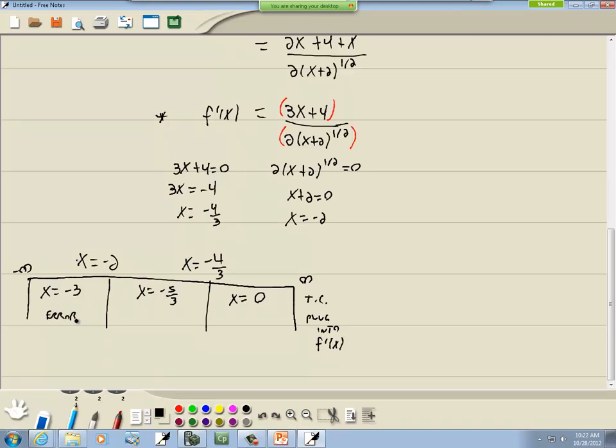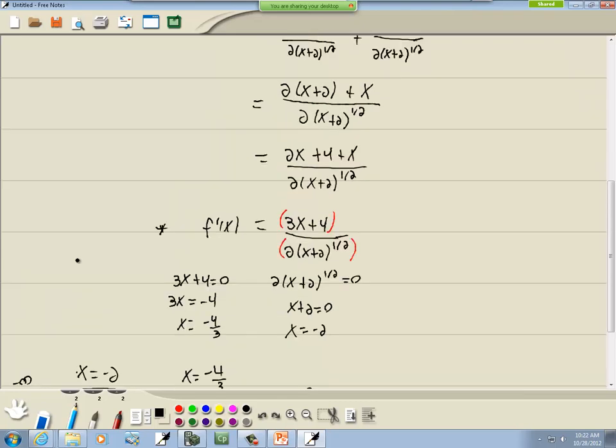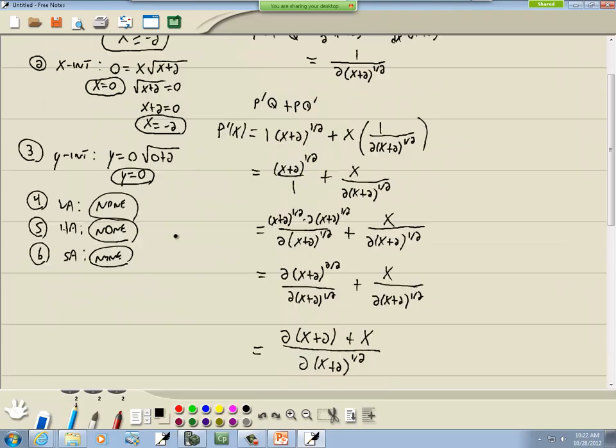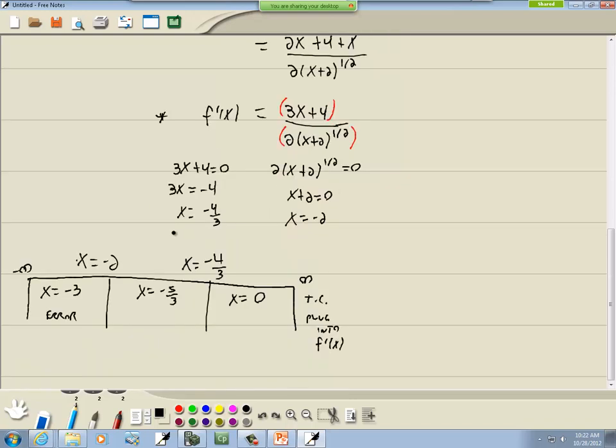Go back to your domain. Our domain was x is greater than or equal to negative 2. Negative 3 doesn't even exist here, does it? Now, if you don't remember the domain when you're doing these, it'll be obvious. You'll come up with something that's just really out there. It's just like, well, that doesn't make any sense. It does when you think about it.